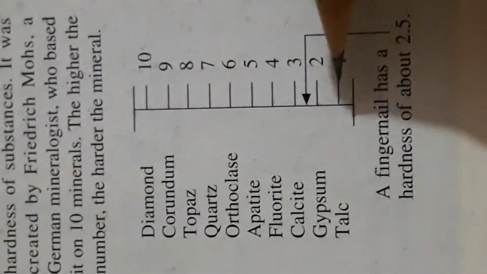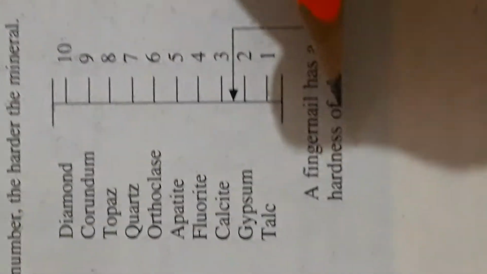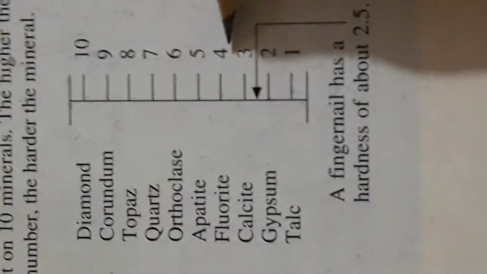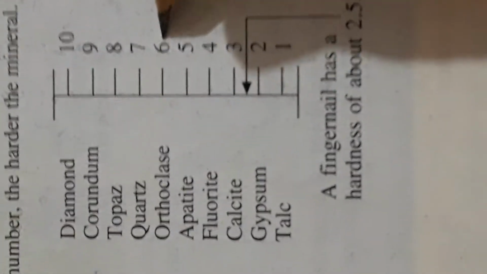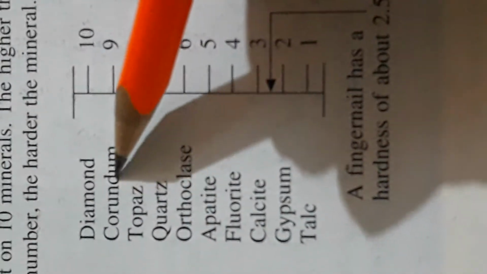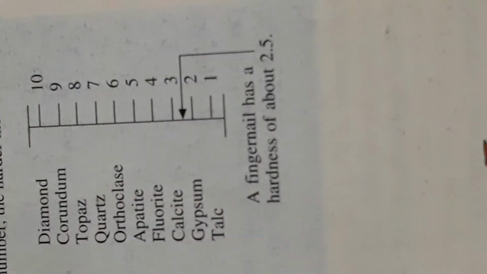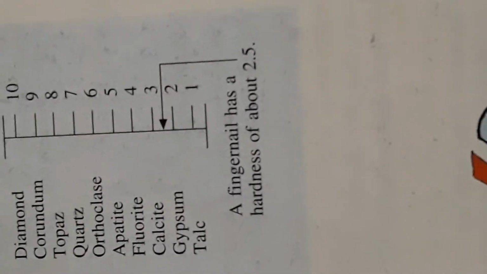The German mineralogist based it on 10 minerals. The higher the number, the harder the mineral. Diamond is at 10 and the least hard is talcum, that is called talc, and gypsum is number 2, calcite is number 3, fluorite, then apatite, orthoclase, quartz, topaz, corundum, and then the last is diamond. A fingernail has a hardness of about 2.5.